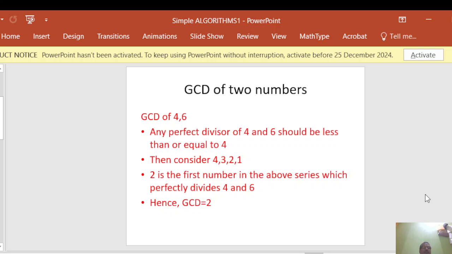Pause the video and try to write a pseudocode. So the first step is, among the two given numbers, you have to find the minimum number. Then the second step is you have to check whether the minimum number divides both the given numbers perfectly. If not, you should decrement the smaller number. You have to repeat step 2 again and again. So if you want to repeat the step again and again, you have to use a loop. Hope you have selected the while loop.